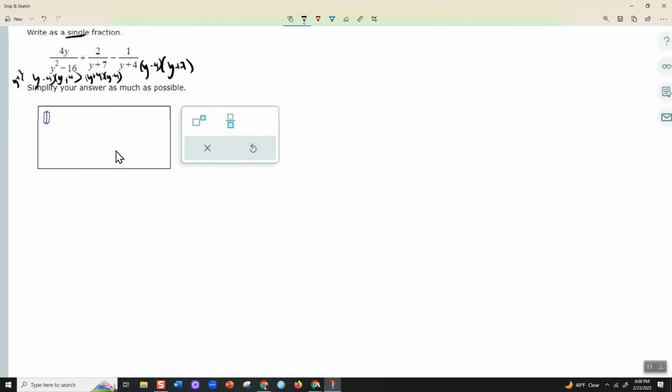And of course, whatever I do to the denominator of a given fraction, I have to do it to the numerator. So if I multiply this first one by y plus 7, I'm going to have to do that to the top. So I'm going to get 4y times y is 4y squared. 4y times 7 is 28y.